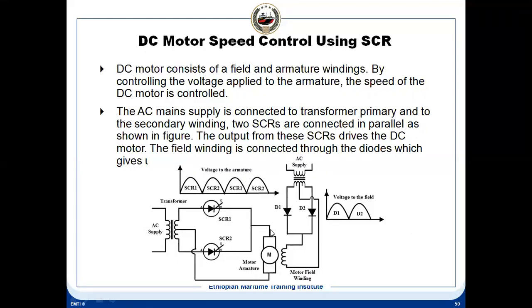How do you vary this armature voltage? By varying the firing angle of this thyristor. You vary the armature voltage and you can control the speed of a DC motor. So this is DC motor speed control using an SCR.